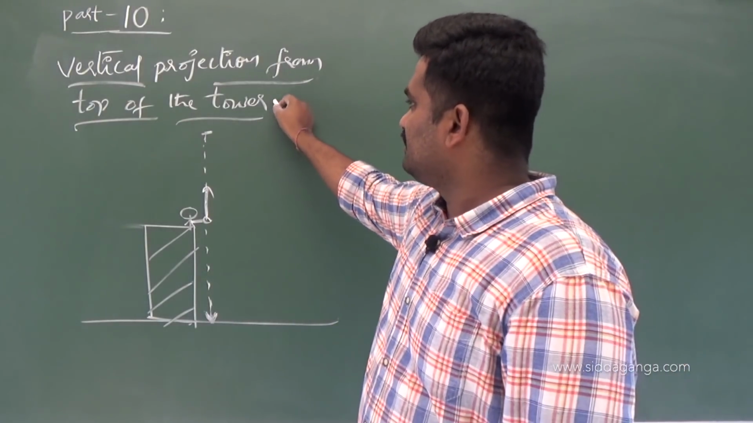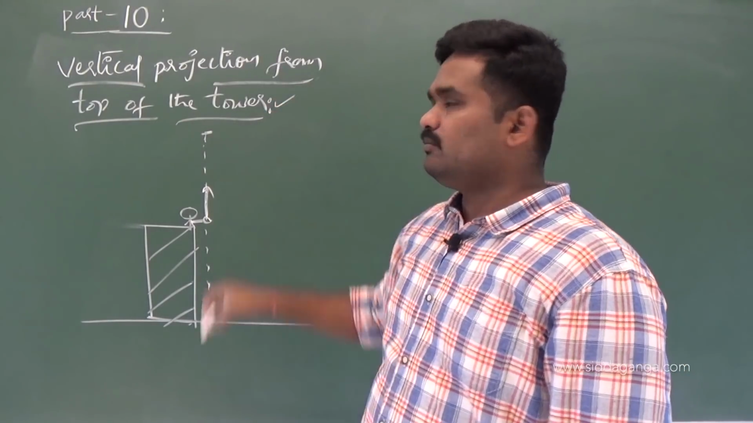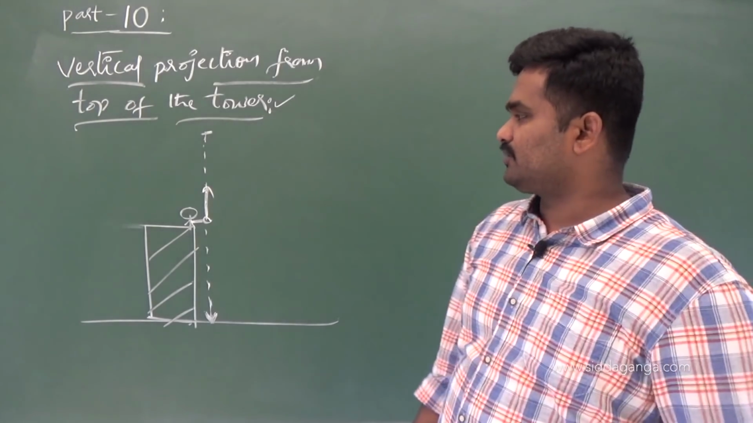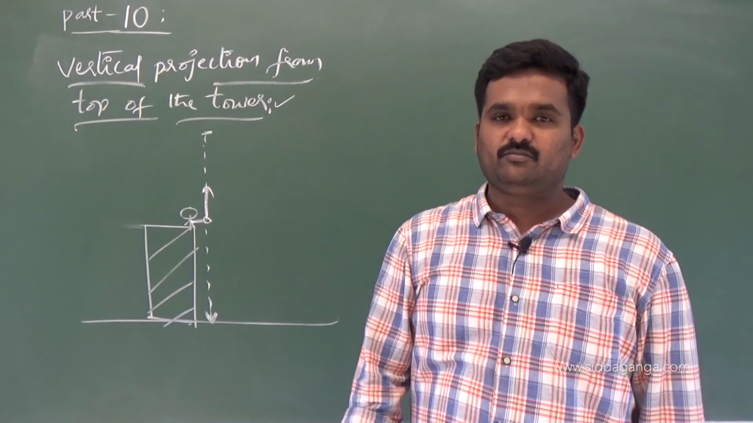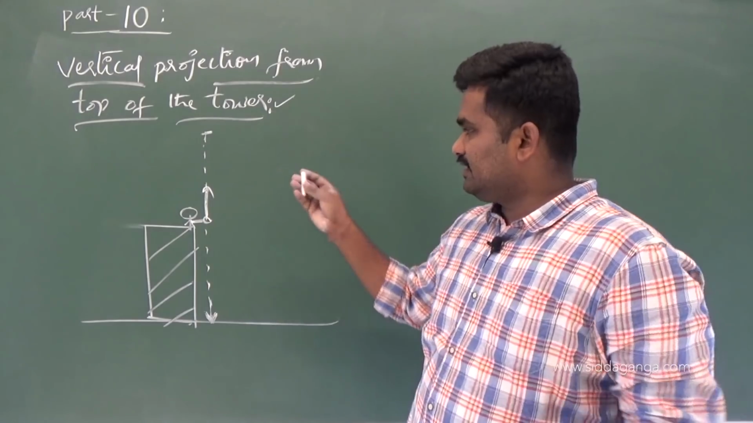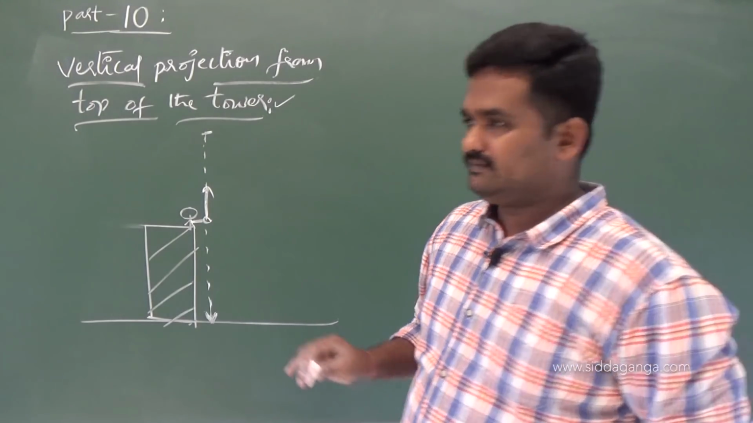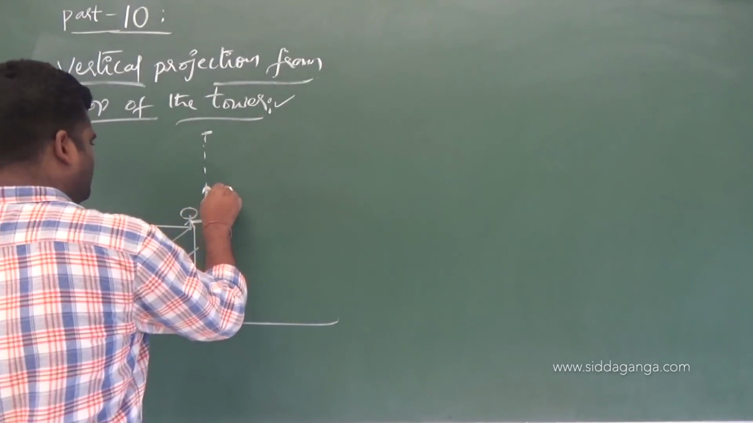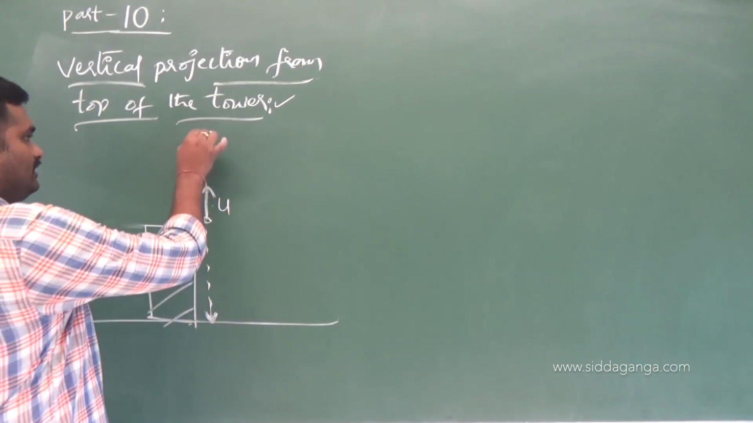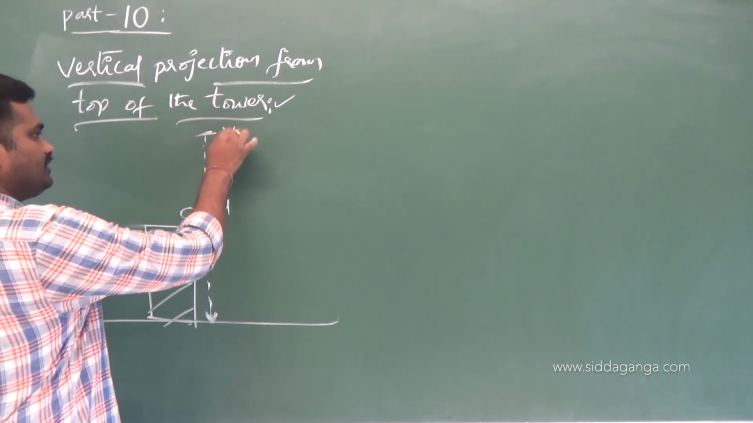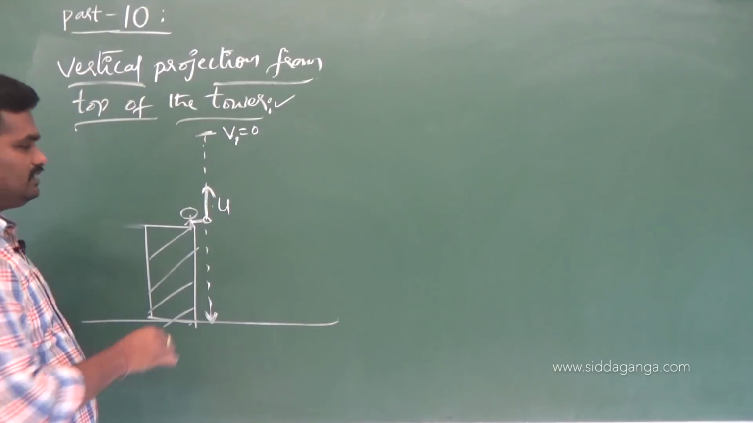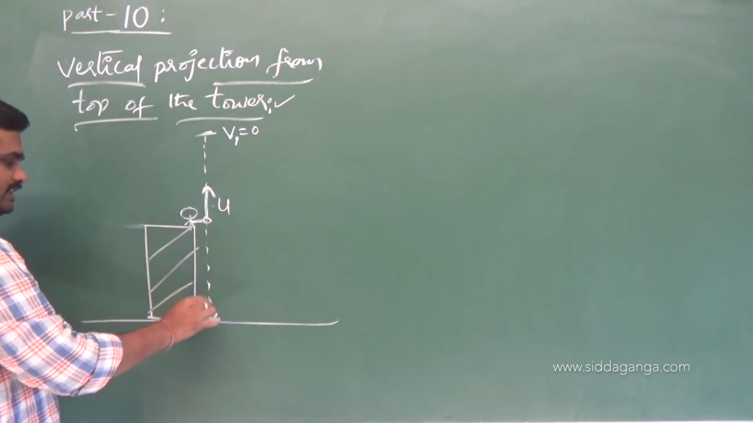Top of the tower problems are most important. Some applications also I will explain, how they are going to ask the problems and how we have to solve this particular kind of problems. We will study them one by one. So firstly, what is the concept you have to study? It is just like a vertically projected body, no doubt. It is thrown up with a velocity u, reaches the maximum height and its velocity becomes 0 there. Intermediately its velocity becomes 0 and once again it comes back in the opposite direction.